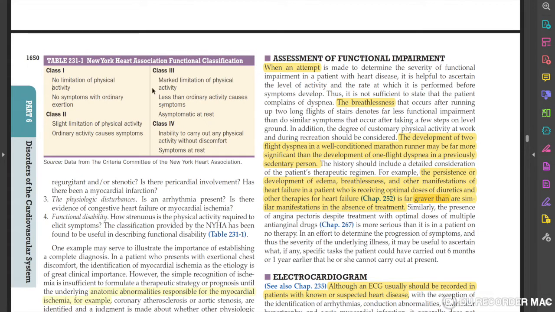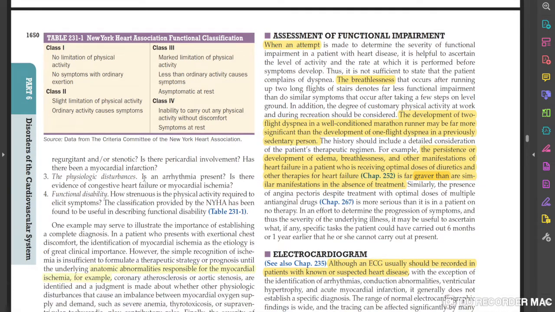Now comes class 2 and class 3. Class 2 is slight limitation, class 3 is marked limitation. In class 2, ordinary activity causes symptoms, and in class 3, less than ordinary activity causes symptoms, but the person is asymptomatic at rest. So if a little bit of activity can cause symptoms, then the person will end up in class 3. If normal ordinary activity causes the symptoms, then it is class 2.